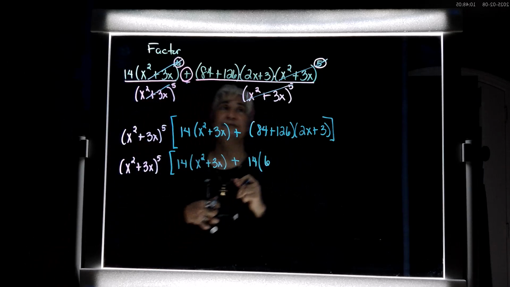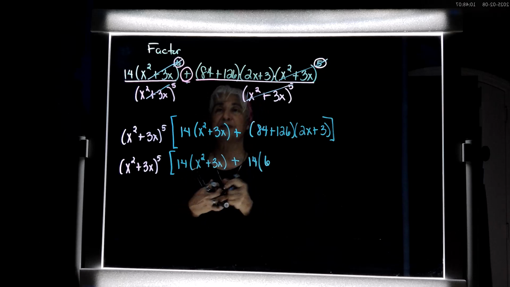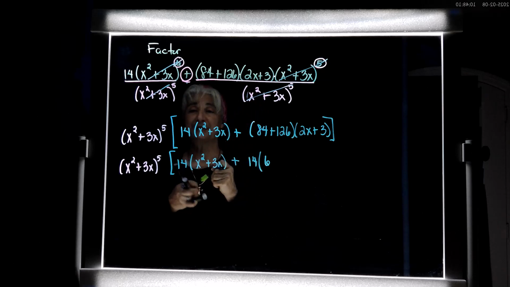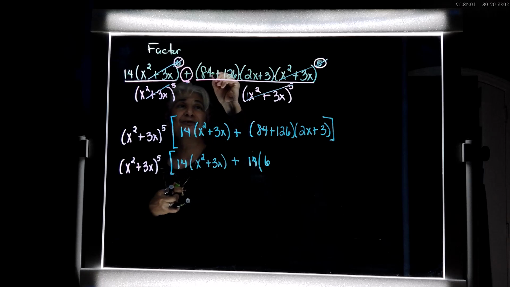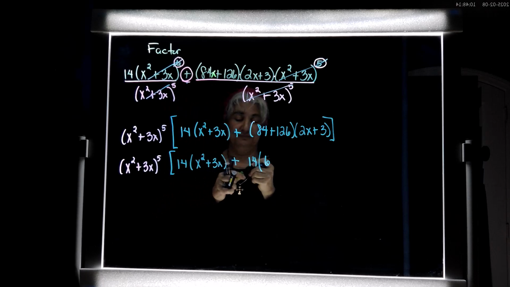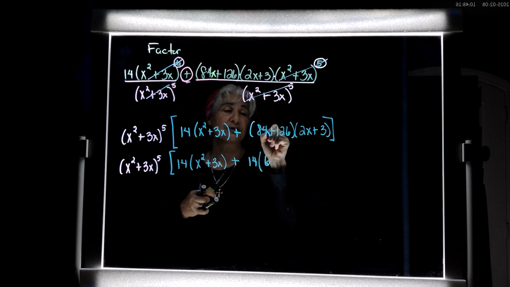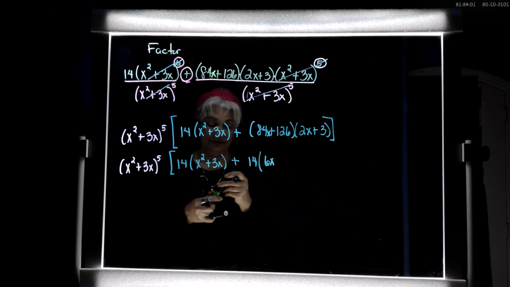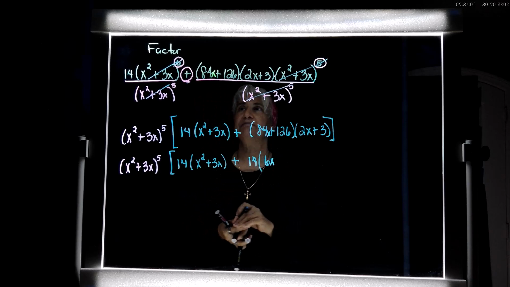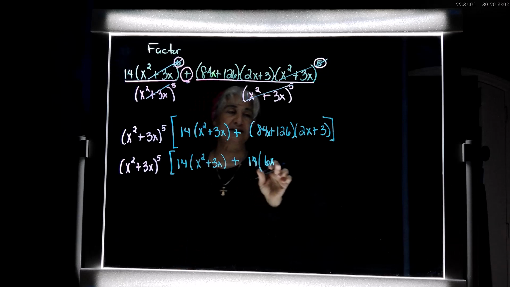I knew I forgot something, guys. It's not your fault, it's mine. There should have been an x with this 84. That's okay. Just put a little rewrite in there. Good? Sorry about that. So I'm left with 6x.